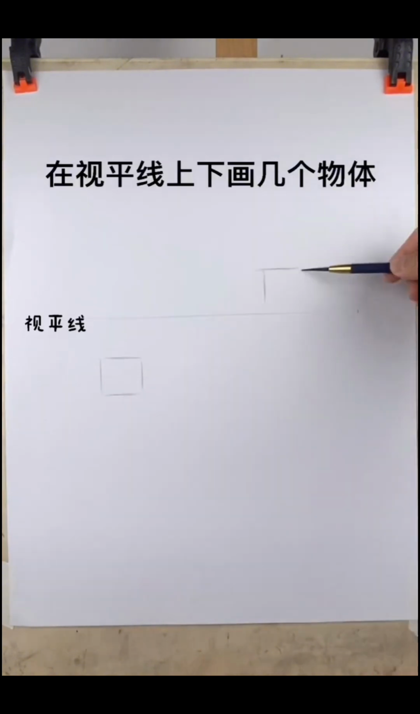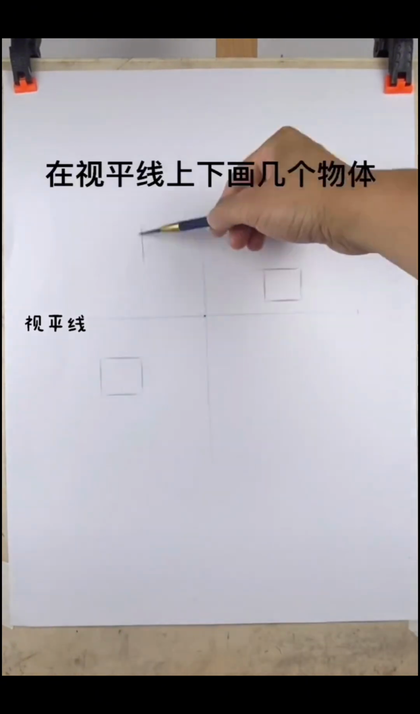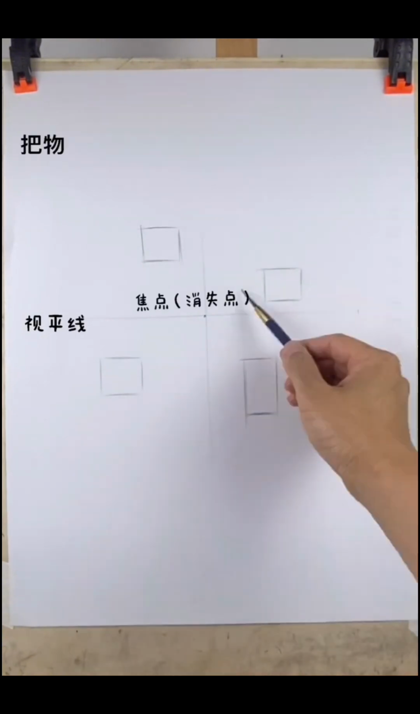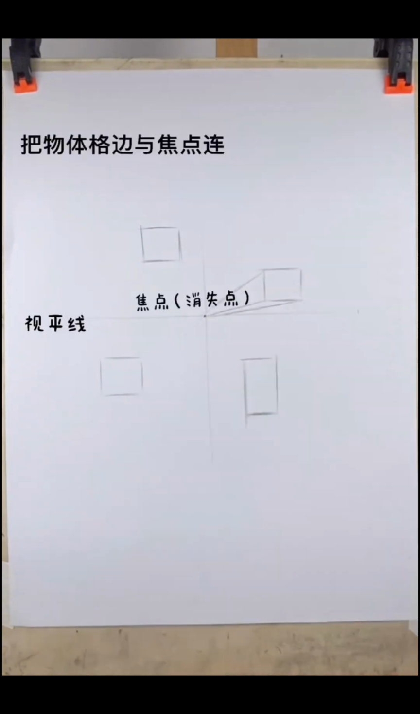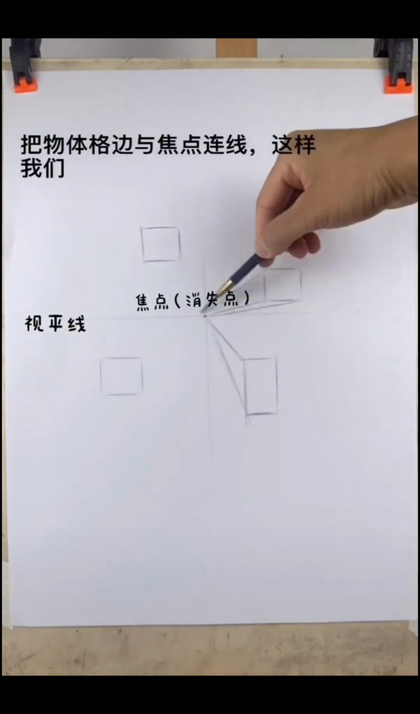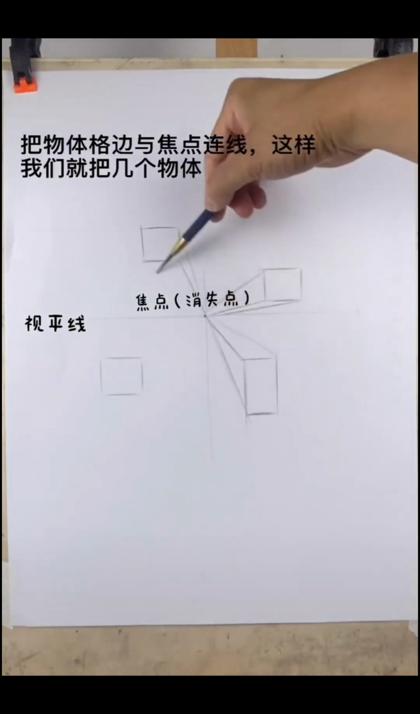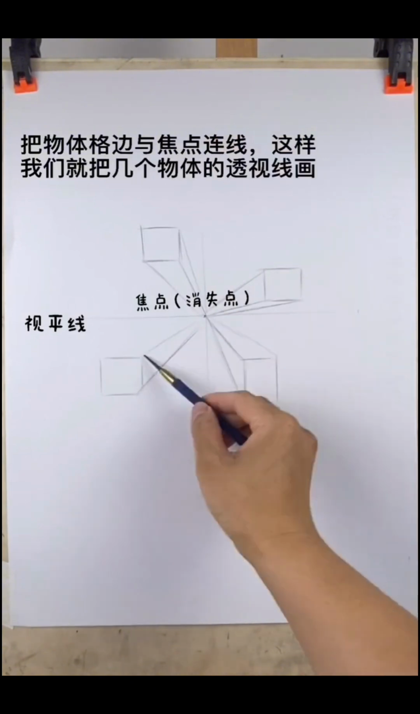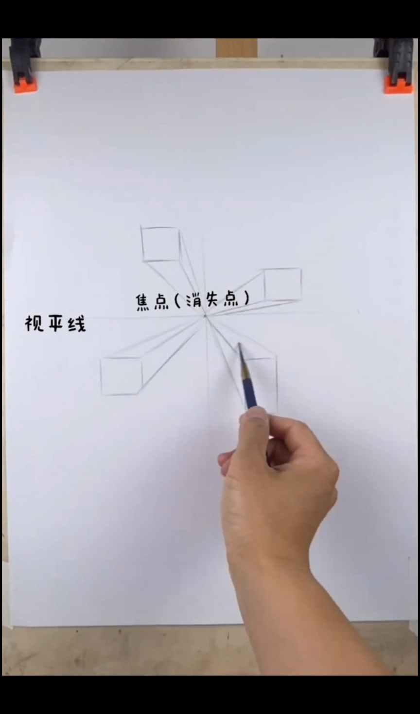Draw several objects above and below the horizon line. Connect the edges of the objects with the focal point. In this way, we can draw the perspective lines of several objects.